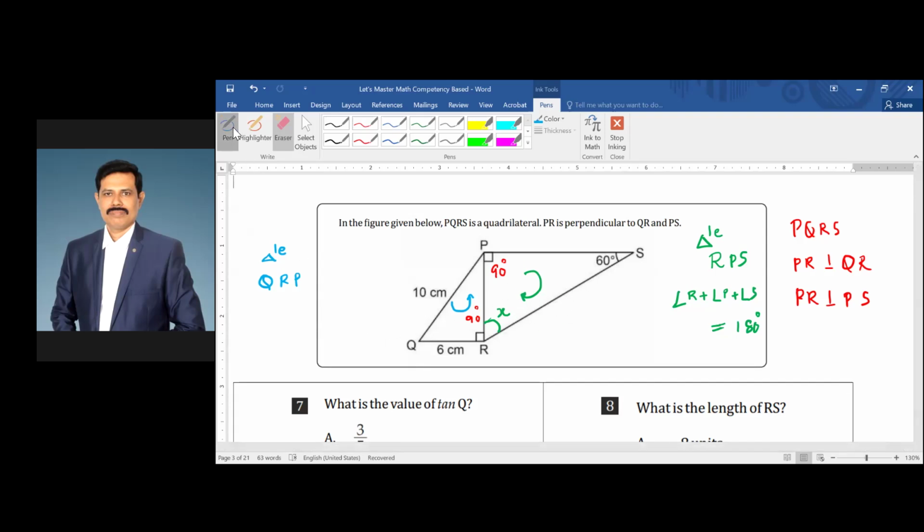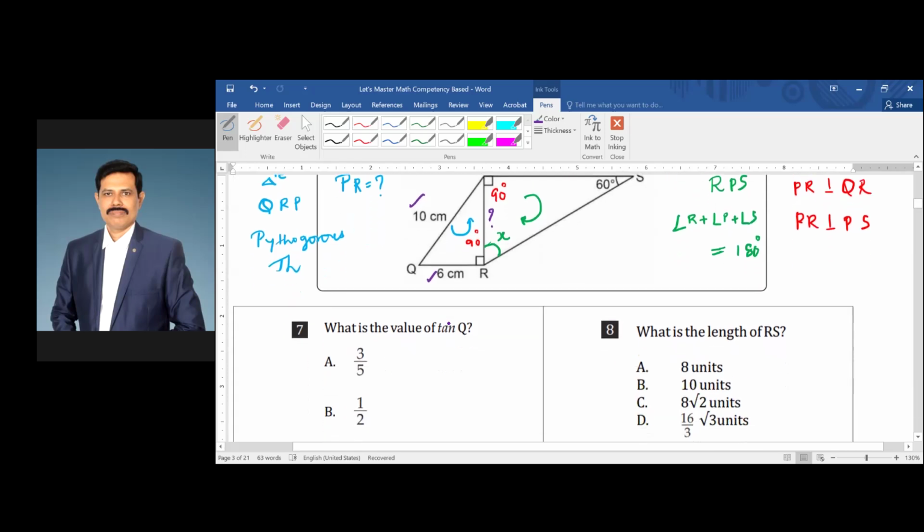Now, considering QRP as a triangle, I can use the Pythagoras theorem. I think everybody knows what the Pythagoras theorem is. Then I can find the side which is unknown. That is here. I don't know the side PR. I do have PQ, that means I have the values of this, I know this value, but I don't know this side. So there are two triangles which I'm considering and I'm trying to find the unknowns first. Then we can address the question.